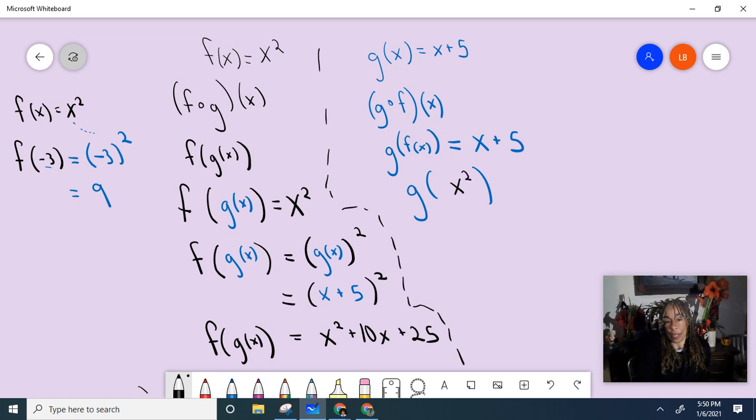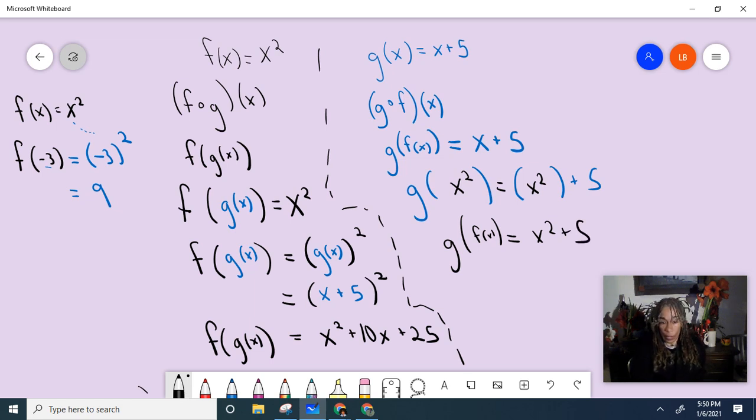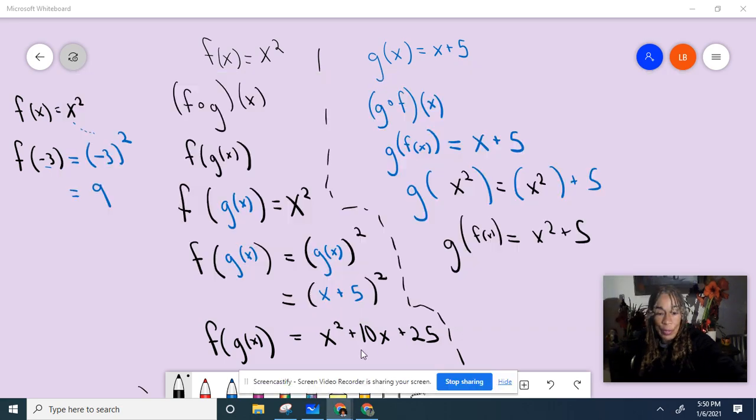G of f of x, and that's going to equal what goes into the x is what's in there, plus 5. So I'll just put x squared in there. And g of f of x ends up equaling, I'll just write it here and stop worrying about the ink, g of f of x equals x squared plus 5. Once again, not x. So I hope that made sense. I chose a couple of wacky examples, but if you have any other questions, let me know.